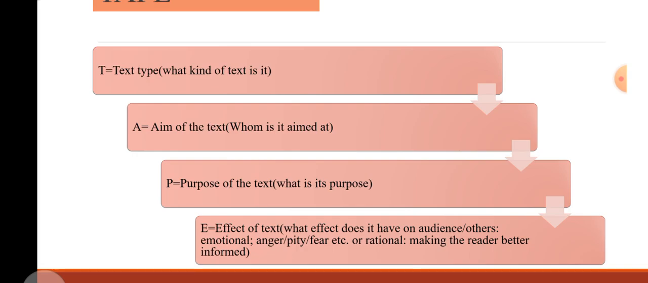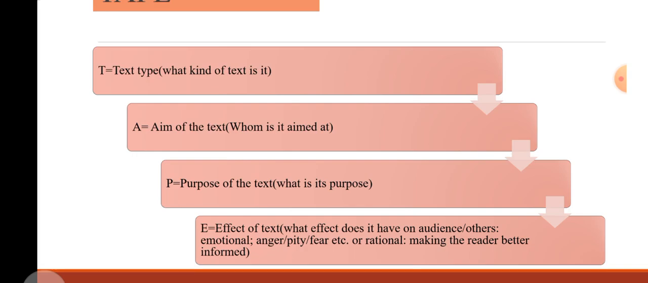Others means other than the writer. The writer has some sort of idea in his mind which he wanted to present just to affect the readers. I'm talking about effect now, and then we will say that the text will have some sort of effect. It is of two major types, emotional and rational.